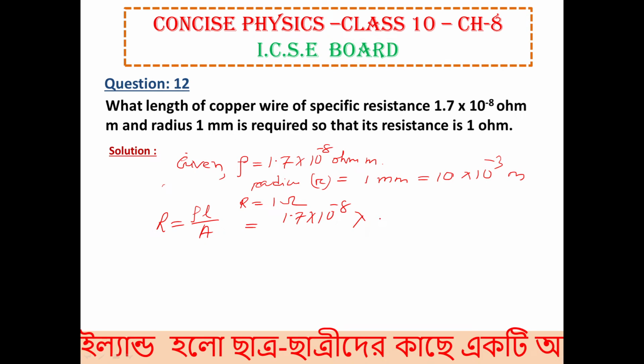L is not given. So if L is L and A, what is A? We know A equal to pi into R square. So it will be 1.7 into 10 to the power minus 8 by pi, which is 22 by 7, or you can use 3.14.